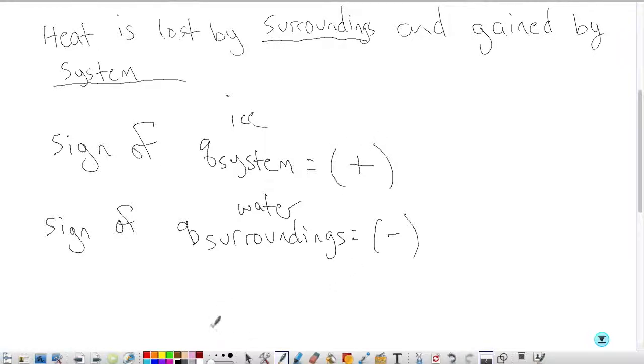And if I wanted to make a mathematical relationship, based on conservation of energy, I know that any heat lost by the surroundings must be gained by the system. Okay, so that's Q system equals negative Q surroundings. Okay, so there's just a little terminology that's used a lot in thermochemistry, the system and the surroundings.